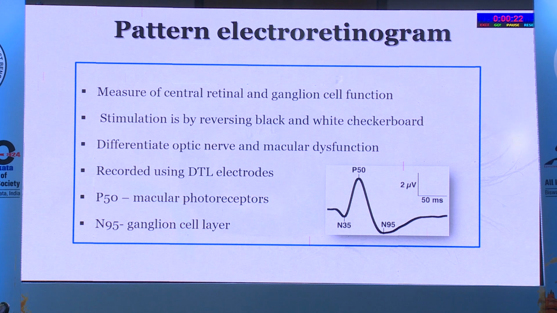Stimulation is done by reversing a black and white checkerboard, which alternates and differentiates the optic nerve and macular function. It is recorded using DTL electrodes, which will be discussed in detail by the next speaker. And P50 reflects macular photoreceptors and N95 the ganglion cell layer.